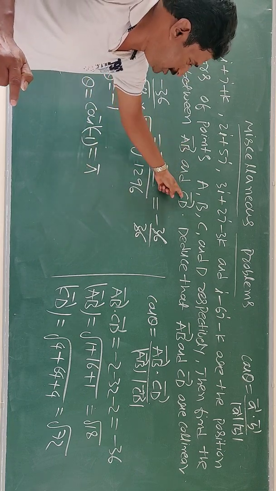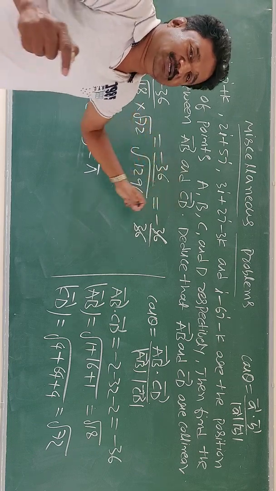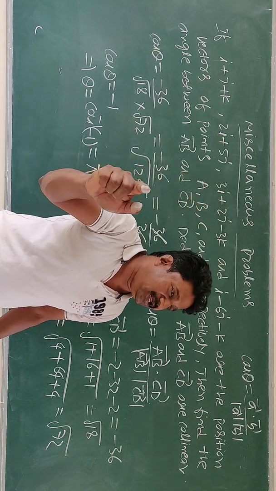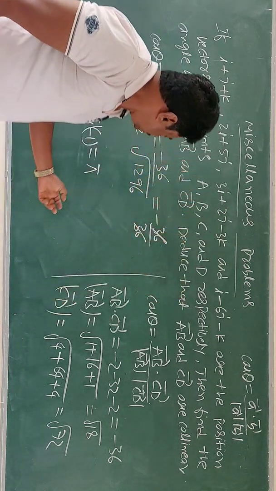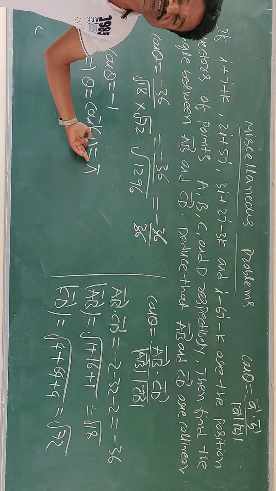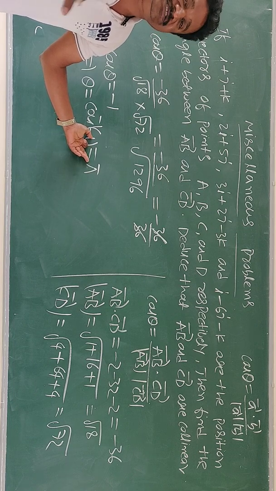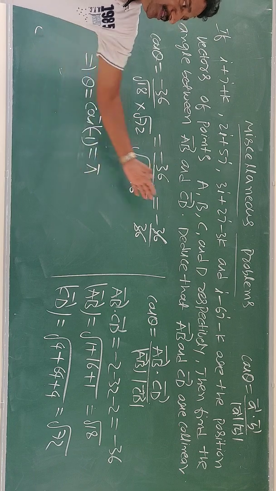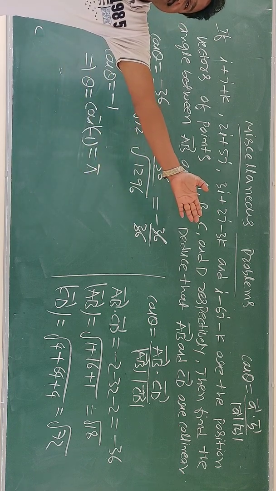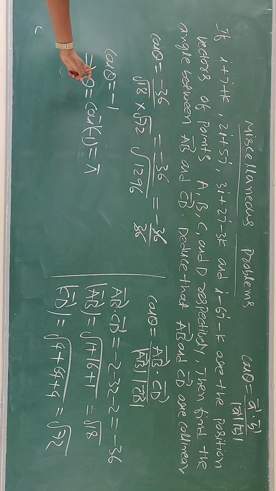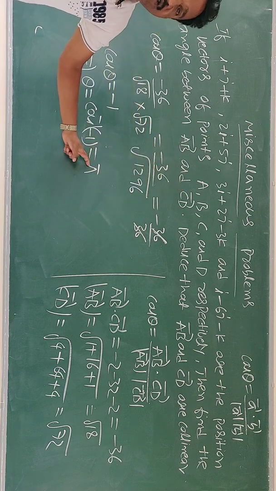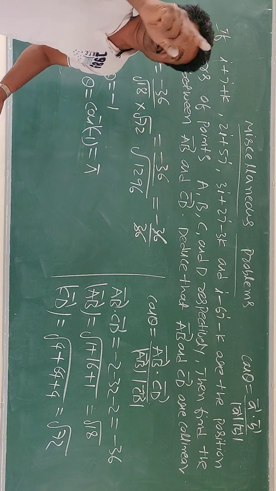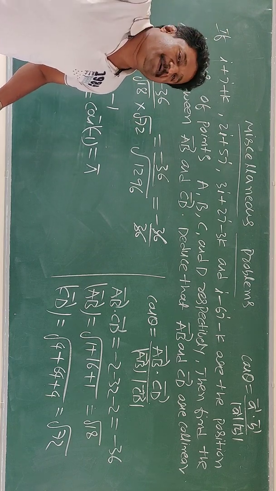So, the angle between two parallel vectors. What is the angle between two collinear vectors? 0 degree or 180 degree. From this angle itself you can conclude the vectors are collinear, because the angle between AB and CD is 180. If the angle between two vectors is 180 degrees, the vectors should be collinear or parallel.